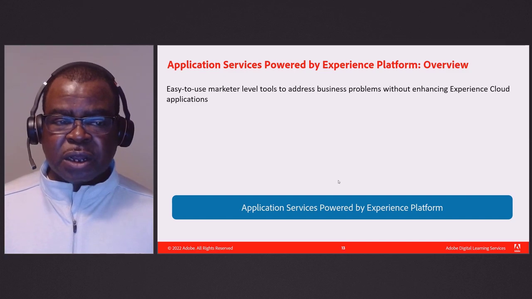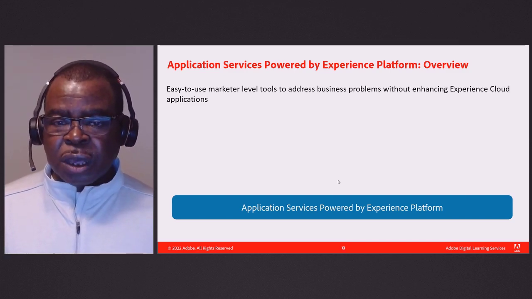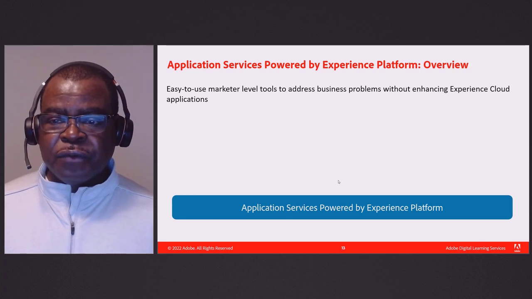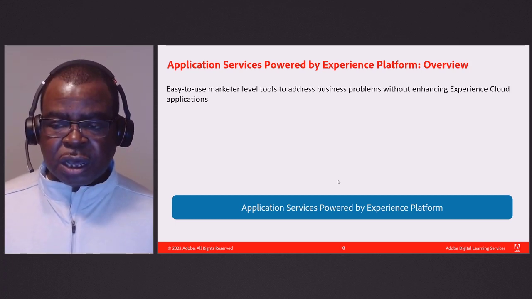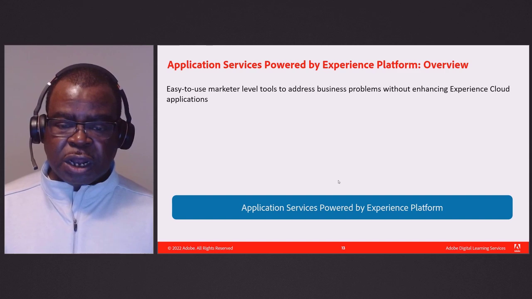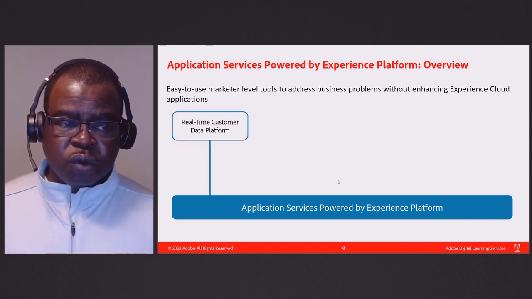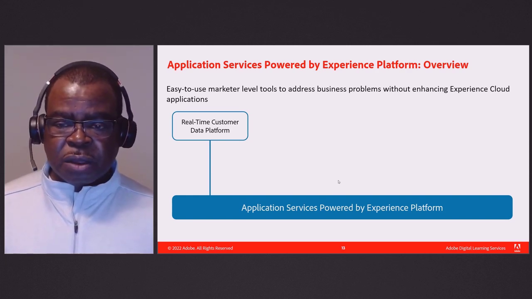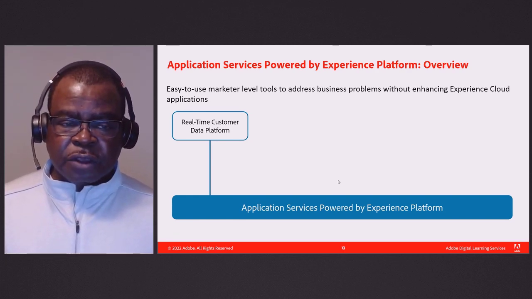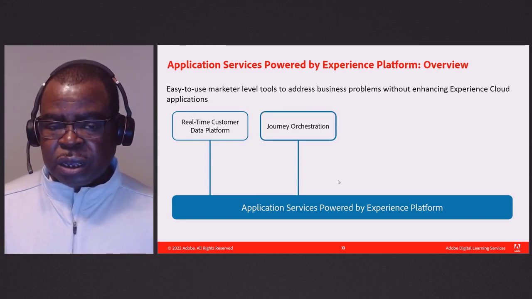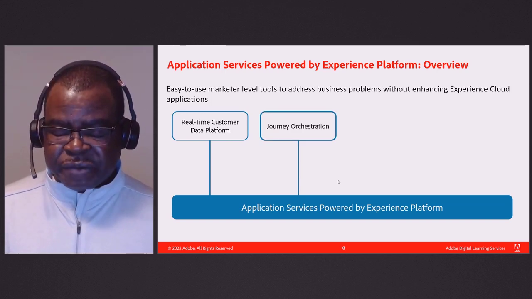These are more marketer-level tools that allow you as a marketer to resolve or enhance your experience using the platform, at the core features and adding on these application services tools. There are four of them. One is the real-time customer data platform, which is the focus for this training. The second is journey orchestration, which provides one-on-one event-driven journeys for every customer and can support both Adobe marketing action tools or a third-party action tool.